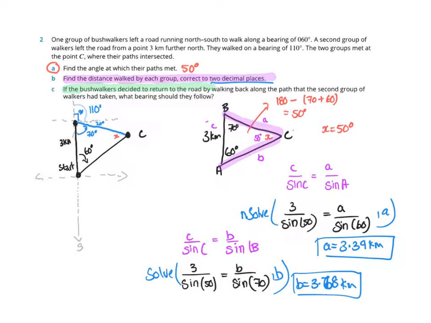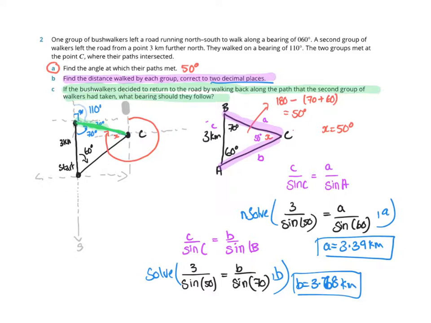Okay, and the last part of the question, I might do it in green so you can see. If the bushwalkers decide to return to the road by walking along the path that the second group of walkers has taken, what bearing should they say? So they're going to go along that path that I'm just going over in green, and they're all sitting at C, so I would put my little compass on C. So what you've got to do is find the angle that goes from the north all the way around till it hits there.